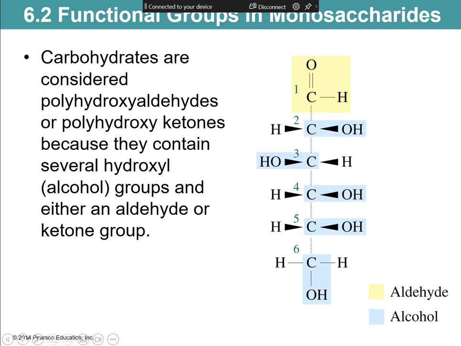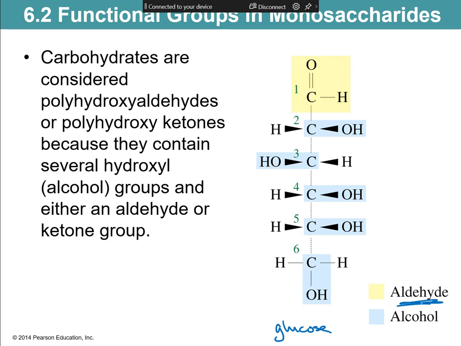Other things. So here is a monosaccharide. So here's glucose. Glucose is the most abundant of all of the monosaccharides. Glucose has this functional group on the end. When you have a carbon with a double bond oxygen to it and a hydrogen on the end, that is an aldehyde.